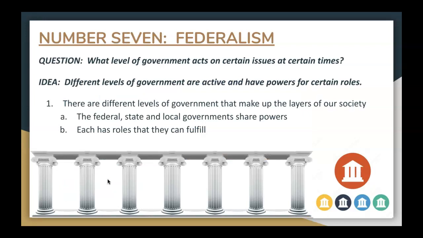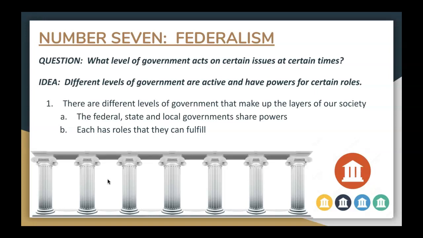Number 7 is federalism. Here's the question: what level of government acts on certain issues at certain times? The idea is that different levels of government are active and have powers for certain roles at certain times. There are different levels of government that make up layers of our society. Federal, state, local, they all have powers, and at times they all share powers. But each has its own roles that it can fulfill at certain times.